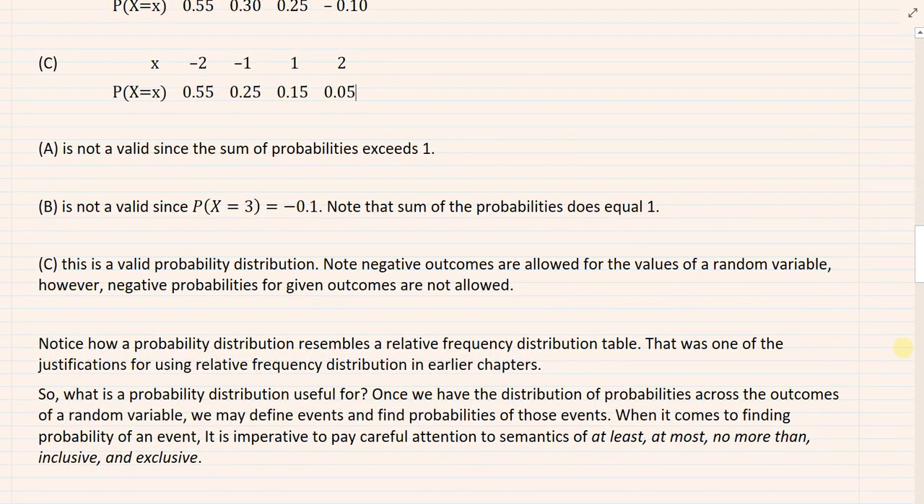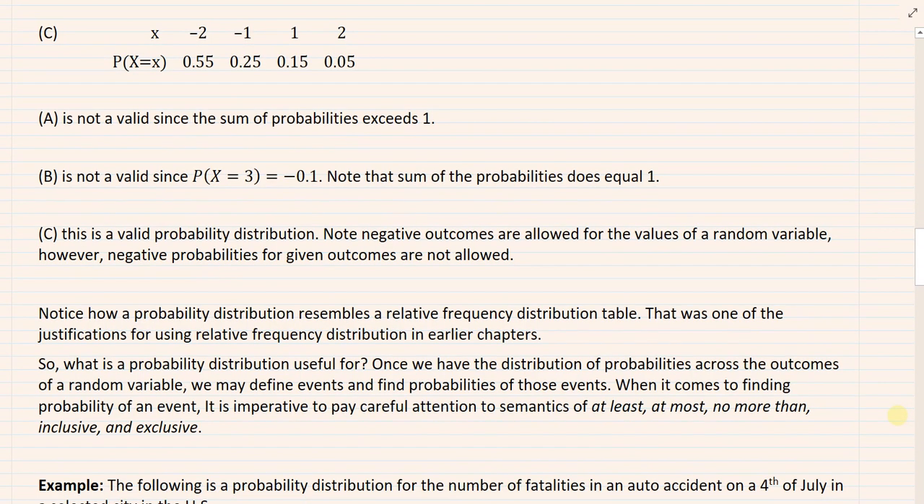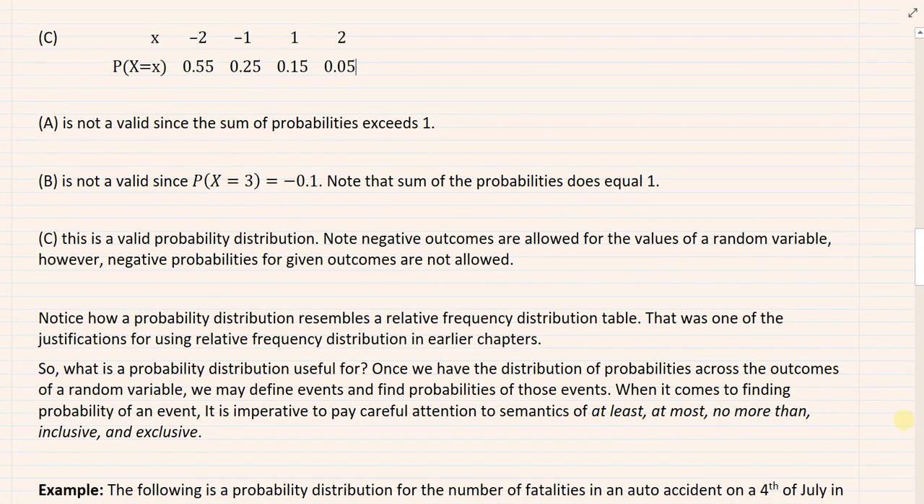So now, what is a probability distribution good for? What can we use it on? Well, once we have the probability distribution, we can define events related to the outcomes, and we can assess or establish the probabilities of those events. That's at least what it's good for. It has other usages also, but for now, that's what we would like to do in this section. So we're going to define events, and we would like to be able to define the probability of events.